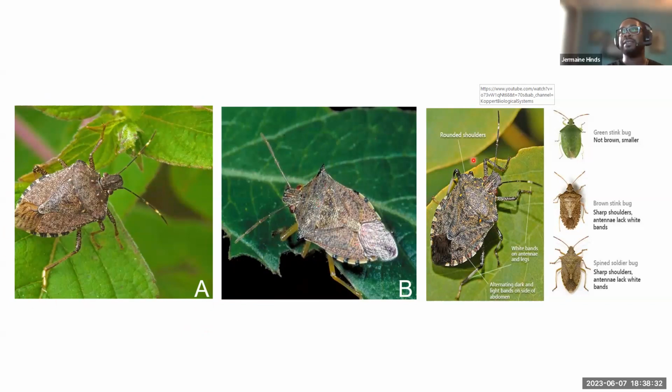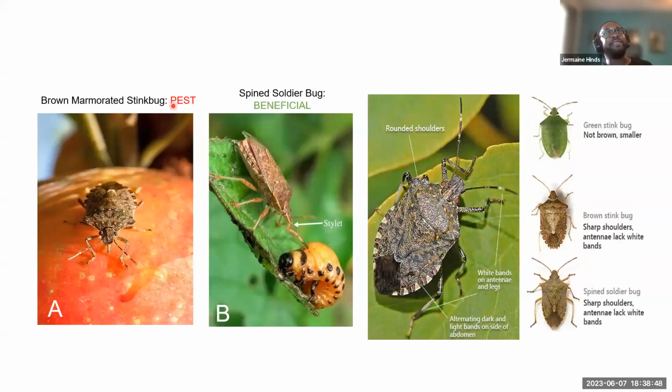So what's B? Let's see what this is, right? It does not have the black and white bands on the antennae, and it has these sharp shoulders. So this right here is actually a spined soldier bug. And this is them in their environment, right? This is a brown marmorated stink bug eating an apple or something like that. You see its piercing, sucking mouth part right into that apple. So that's crop damage. If you thought A was the beneficial insect, that's attacking your crop. If you thought B was the beneficial insect, you're right.